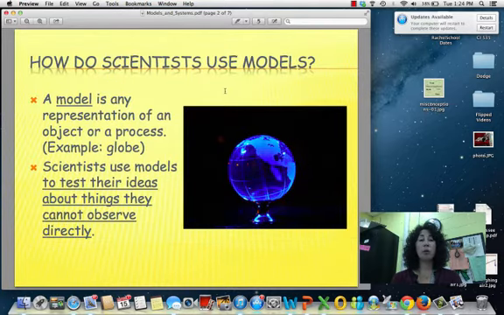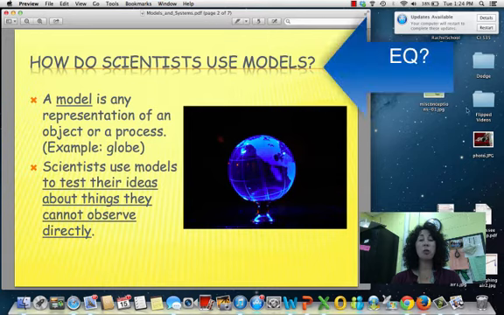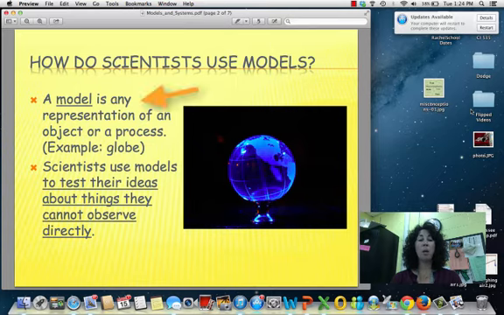Okay, so your essential question: how do scientists use models? Just recall that a model is any representation of an object or process. We can take things that are very small and make them larger, like the models of the atoms that we look at and that you made last year. Or we can take things that are very large, like our globe, and make them smaller. So it can work in either direction, for things that we cannot observe directly.